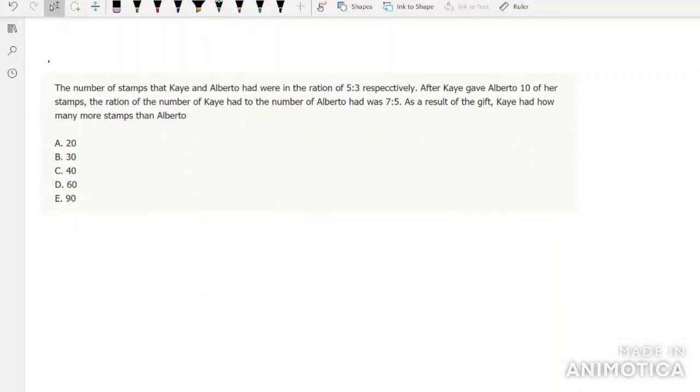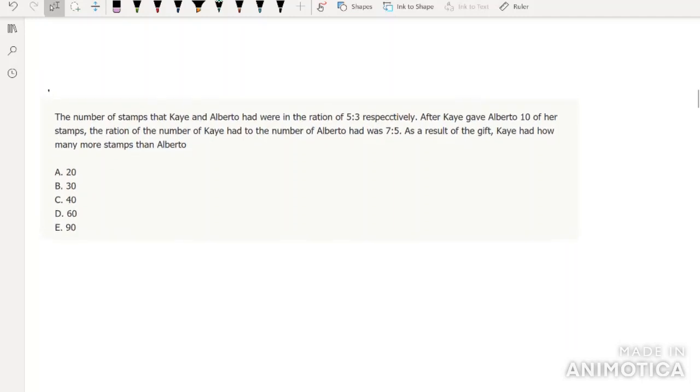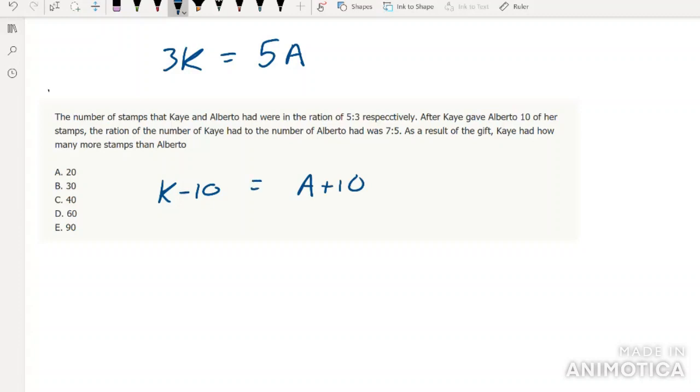The number of stamps that Kay and Alberto had were in the ratio of 5 to 3 respectively. So that means that Kay has more stamps than Alberto. So we can say 3 lots of however many Kay has is equal to 5 times however many Alberto has. That's how we can use that ratio. After Kay gave Alberto 10 of her stamps, Kay now has minus 10 and Alberto has plus 10. The ratio is now 7 to 5.